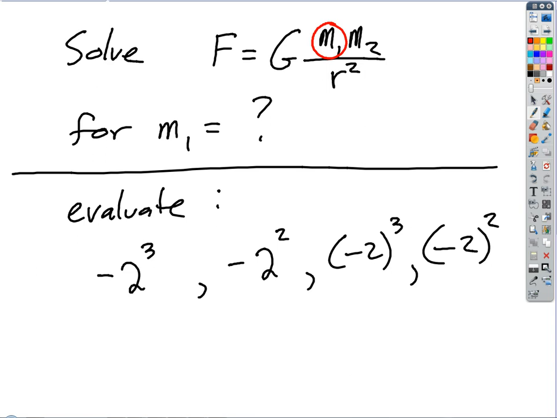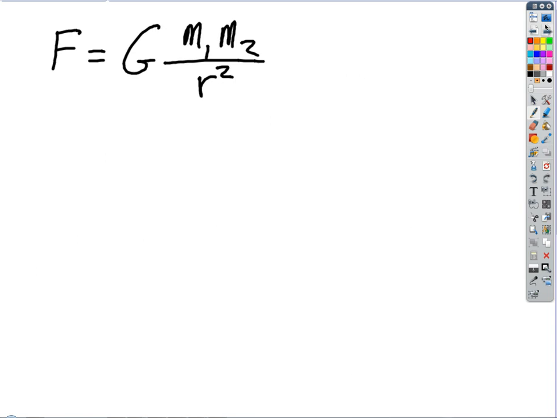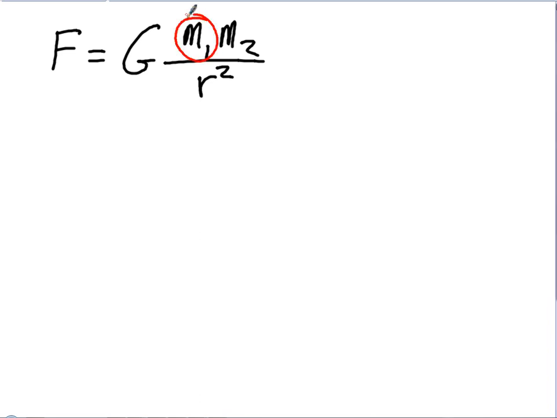All right, so what are we going to do here? Somebody help me out. If I want to rewrite this formula, I want to solve it for M1, what are we going to do? Did you divide M2 by R2 first? Okay. Say that again. Divide M2 by R2 first?